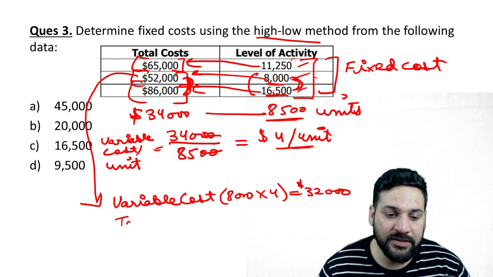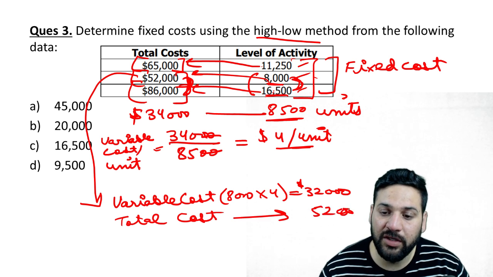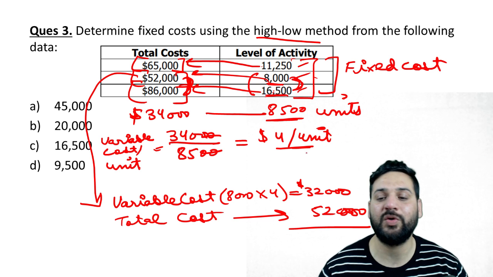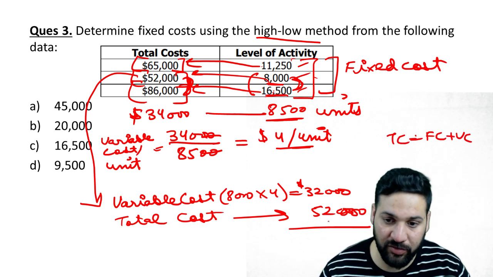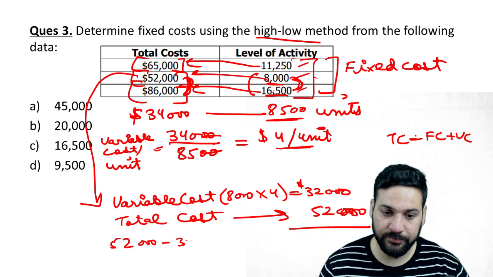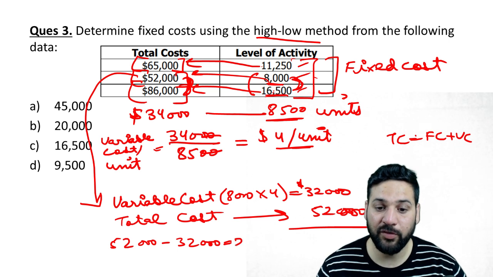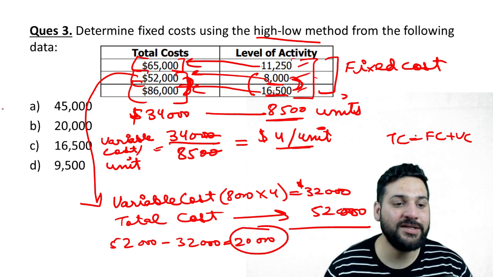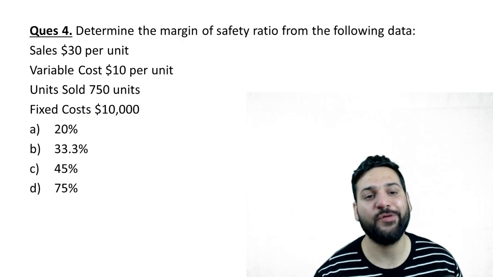And total cost is $52,000. So total cost is given, variable cost is given. Total cost is nothing but fixed cost plus variable cost. So 52,000 minus 32,000 is equal to how much? It's 20,000. So 20,000 is our simple answer. Okay. Let's move forward to question number 4.